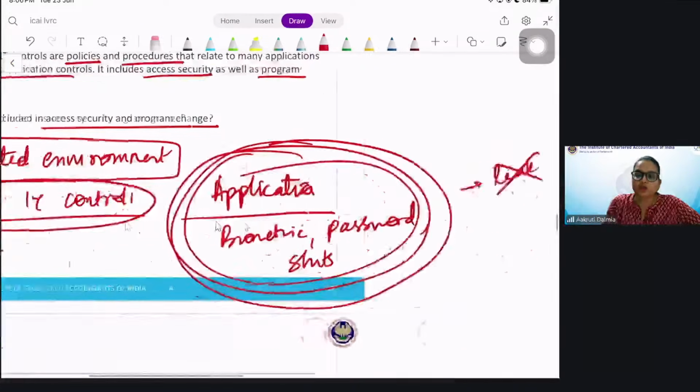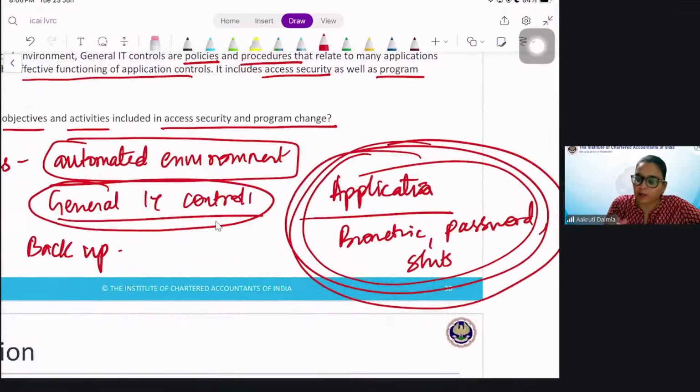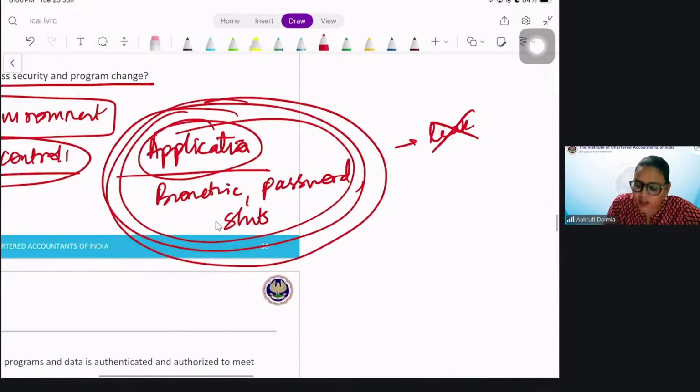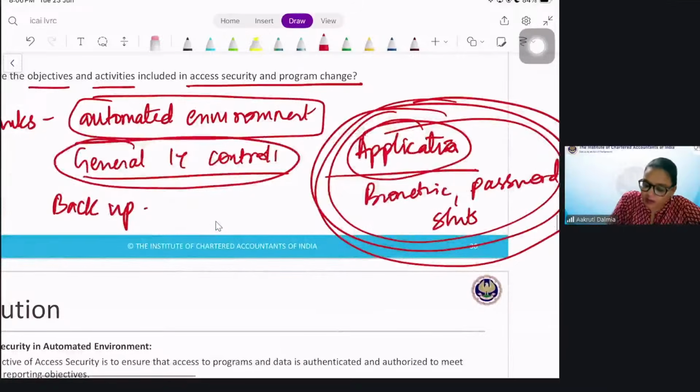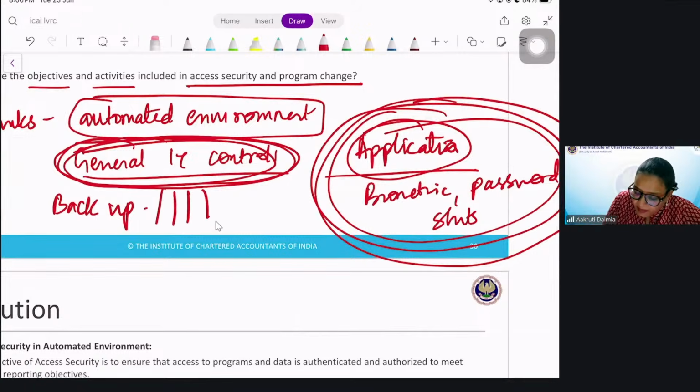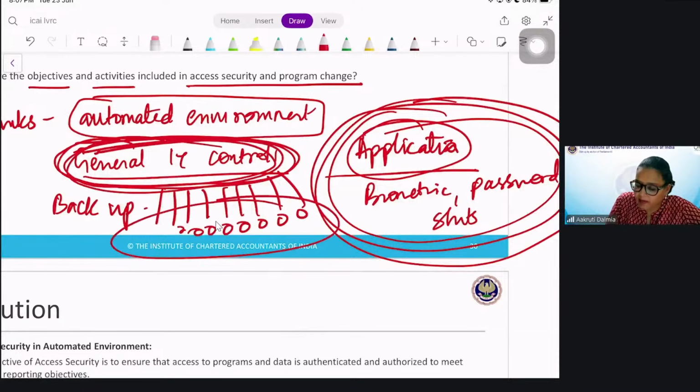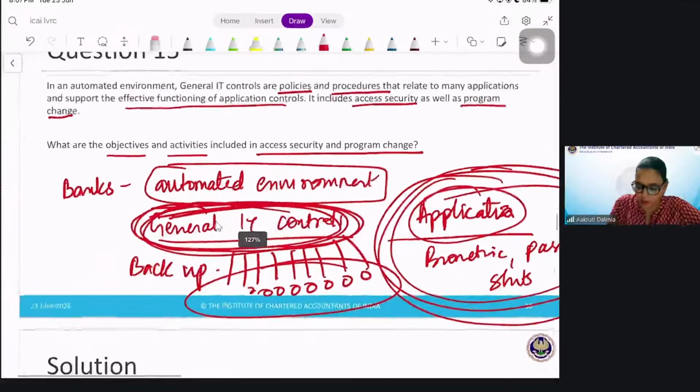No. So in an automated environment, before we check whether each application is good or each software is good, we have to check whether the overall environment is good. If this is good, इसके अंदर फिर आप 10 application run कर लो, everything will be protected. But if each application has a different level and this is weak, then all these 10 applications are not protected. Okay, that is called general IT control.